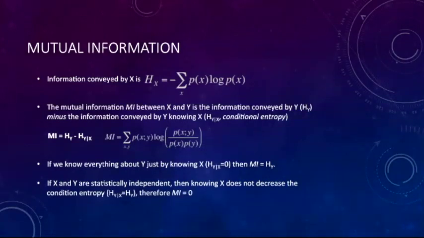However, if X and Y are statistically independent, totally independent, it's the exact opposite now. Everything you know from X won't tell you anything about Y, meaning that this value now is equal to the information contained in Y, and the mutual information is equal to 0. All right? So it seems complicated, but let's take a very simple example.